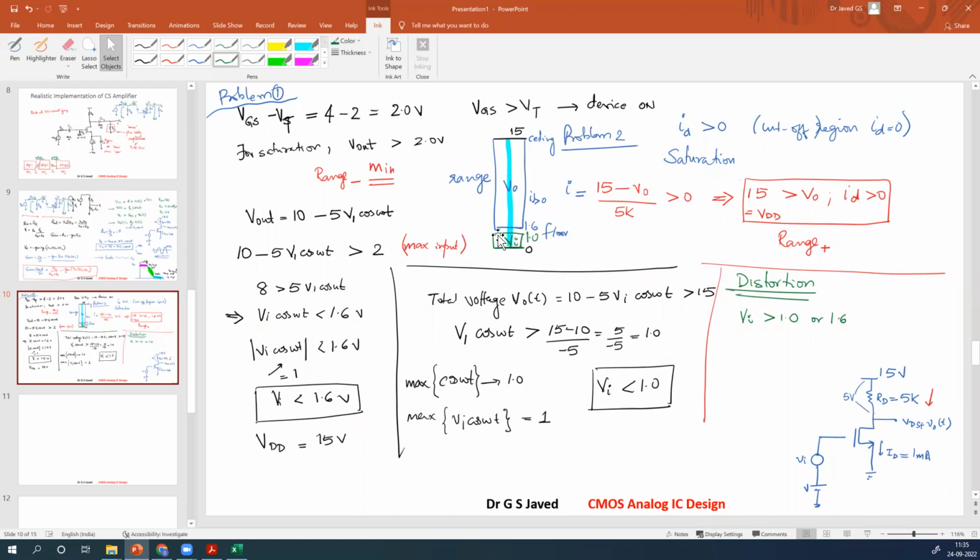But what happens when Vi is between 1.0 and 1.6? We know that one is the triode region and the other is the saturation region. But you have not realized that there is going to be a cutoff region. So in this range, your Vi enters the cutoff region. This is totally nonlinear. Your distortion will be too much. So you should not operate your Vi between 1 and 1.6. These are the two operations that we have.